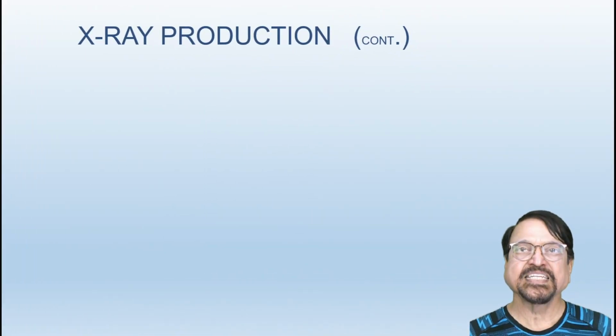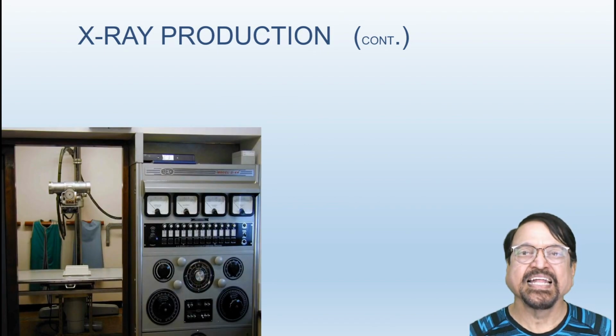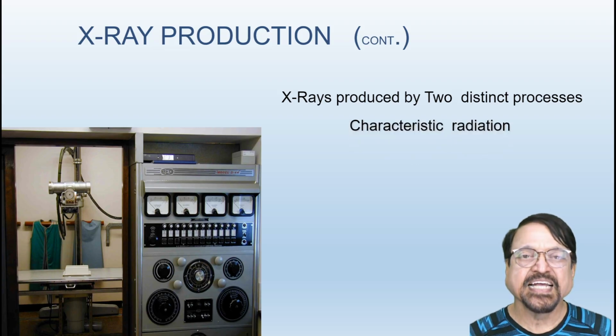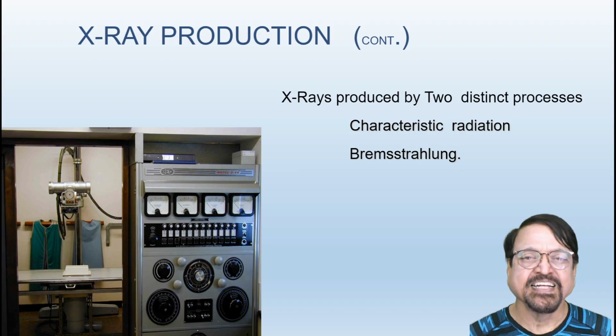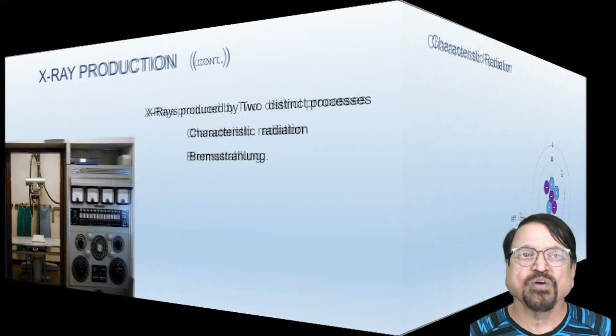Now how are the X-rays produced? Here we are seeing it in a practical X-ray unit. We have kV, we have mA, and we have the X-ray tube, which we are going to see in detail. X-rays are produced by two distinct processes: characteristic radiation and Bremsstrahlung, or braking radiation. These two phenomena form the radiation.